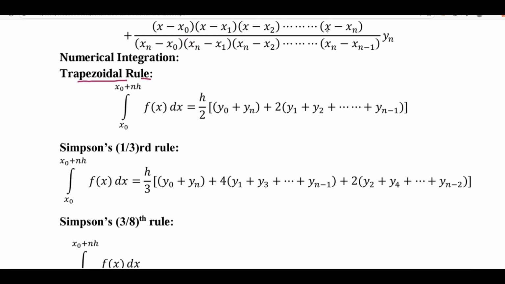Trapezoidal rule: the integral from x_0 to x_0 + nh of f(x) dx will be h by 2 times [y_0 + y_n + 2(y_1 + y_2 + and so on until y_{n-1})]. Then Simpson's 1/3rd rule: the integral of f(x) dx will be h by 3 times [y_0 + y_n + 4(y_1 + y_3 + and so on till y_{n-1}) + 2(y_2 + y_4 + and so on till y_{n-2})].